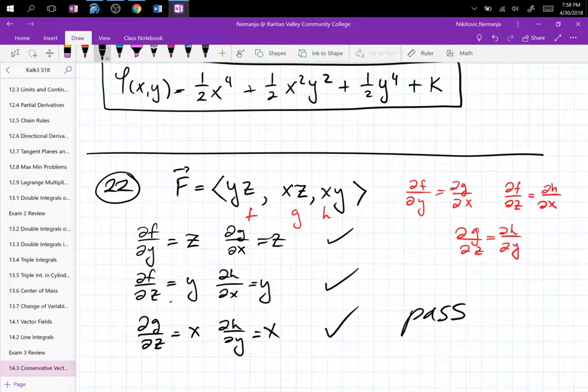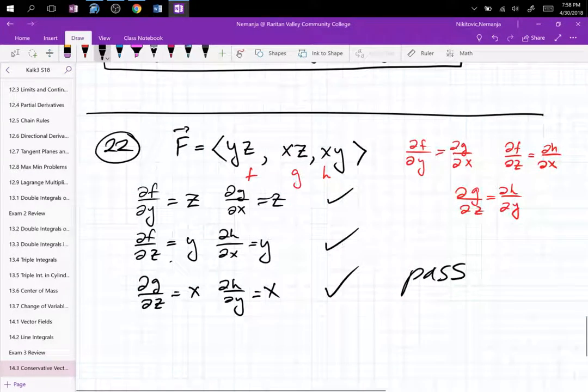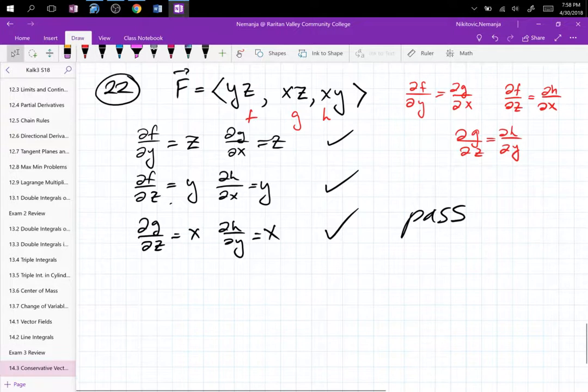If only one of these fails, it's not conservative, right? You've got to know your derivatives well. I mean, if you make a mistake on partial derivatives, conservative fields don't care that you made a mistake, right? So make sure you do a good job there. All right, we have a conservative vector field.